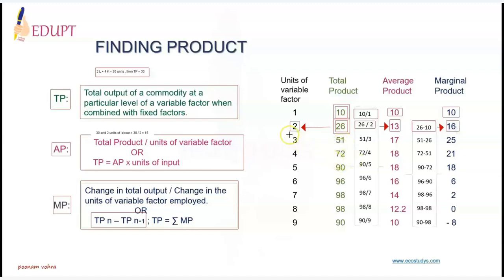Similarly, when third unit of variable factor is employed, total product increases to 51. Average product would be 51 divided by 3. That is 17. And marginal product would be 51 minus 26. That is 25. Similarly, one can find average product and marginal product for all the units of variable factor when total product is given to you.